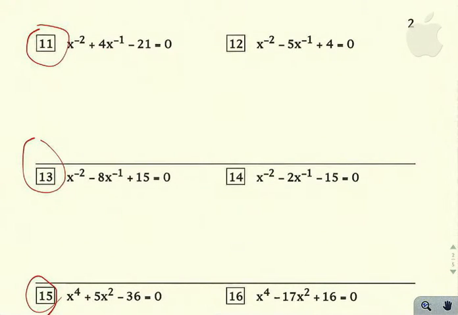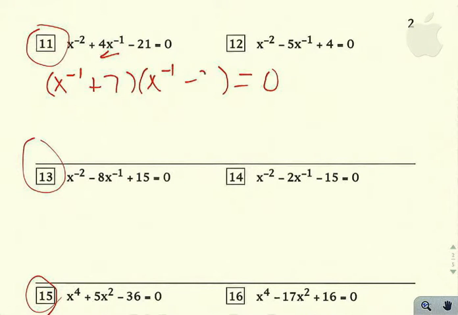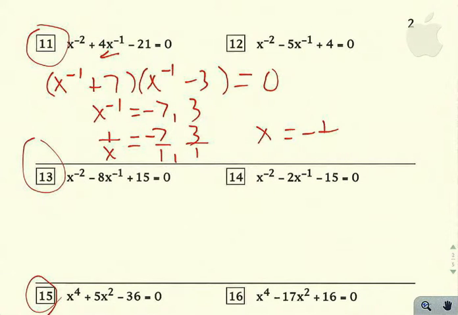Number 11, it's done the same way, except we have x to the -1. And the two numbers that multiply out to -21 and add up to 4 would be +7 and -3. So we have x to the -1 equals -7 or 3. X to the -1 is 1 over x. So x then would be -1/7 or 1/3.